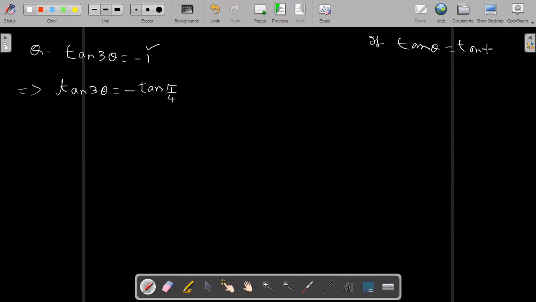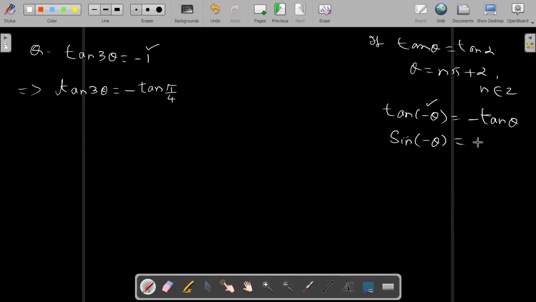You can see the formula is tan theta is equal to tan alpha, meaning there should be no number before tan. Then only can we say theta is equal to n pi plus alpha. So this minus can be removed for tan. You know that tan of minus theta, fourth quadrant, is minus tan theta. So in tan, this minus can go inside. Not in all, but in tan and sine only. Sine of minus theta is minus sine theta.